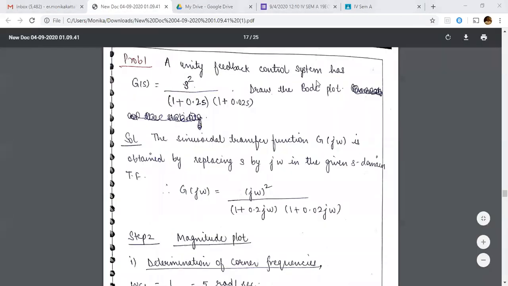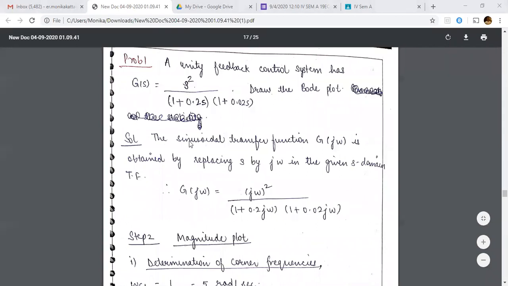Fine. So you see that a unity feedback control system has G(s) equal to s squared upon (1 plus 0.2s) into (1 plus 0.02s). You have to draw the Bode plot. The sinusoidal transfer function is given in the standard form, so there is no need to convert it.